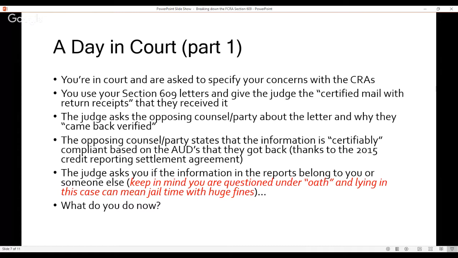And basically at that point, what happens now is the judge will ask you, okay, are you challenging this because the item's not yours?